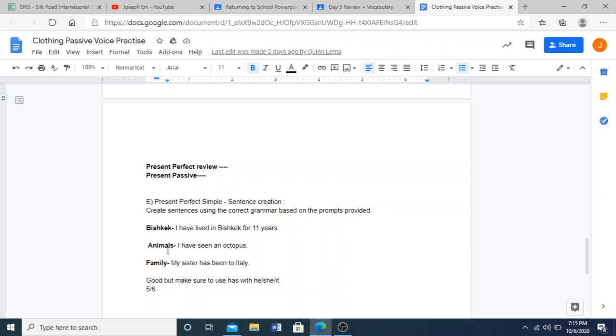So good luck to you. Remember, make three present perfect sentences using Bishkek, an animal or animals, then the family, a member of a family or the family as a whole. So this is the task for you today.